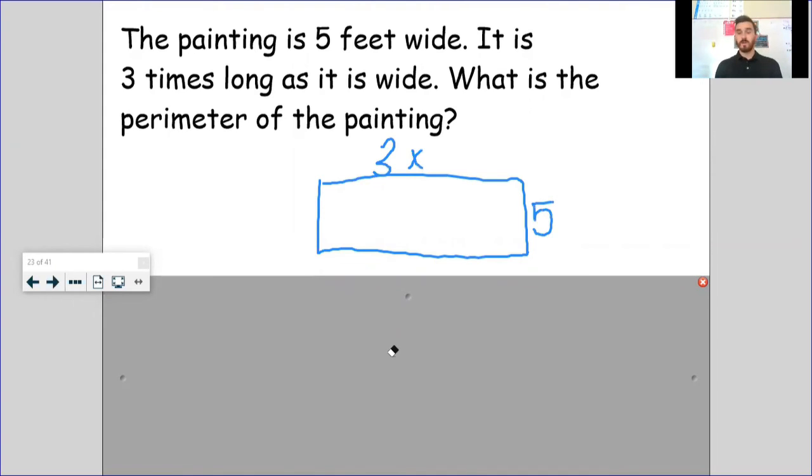So you can go ahead and label 5 feet wide, and then you can put 3 times as long. Now, if it's 3 times as long as it is wide, just figure out what am I multiplying by. The only other number, guys, it gives you is 5. So if it's 3 times as long as it is wide, I would do 3 times 5 to actually figure out how long that shape is. So let me cross that out. If I did 3 times 5, that would be 15 feet long.